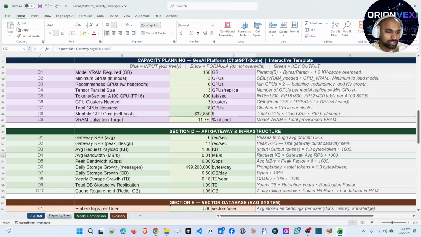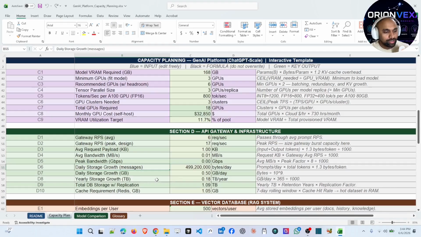Daily storage growth will be 499 million bytes per day. How we are calculating? Prompts per day into total tokens into 1.3 times bytes per token. This is how we are calculating the daily storage requirement. This is in bytes per day. Daily storage growth in GB, if you convert this into GB, it's around 0.5 GB per day. That is bytes divided by 10 to the 9, we will get the value in GB.